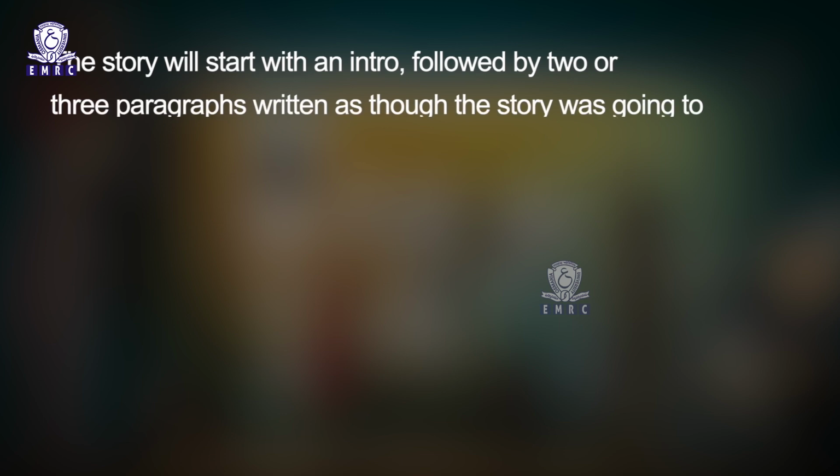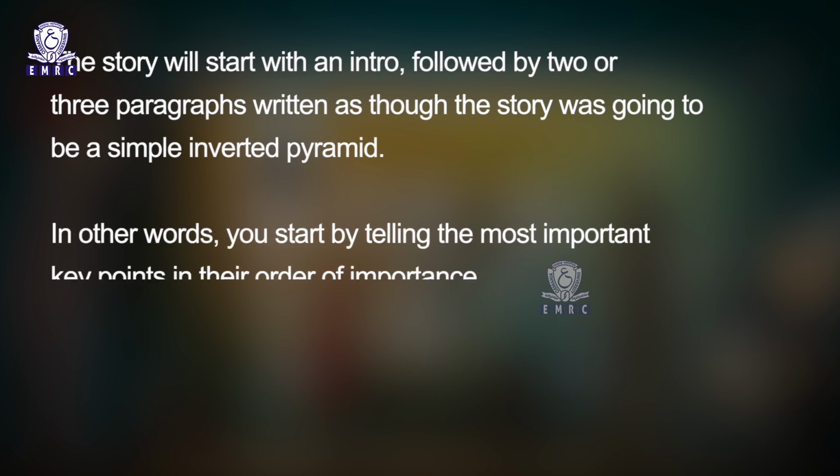The story will start with an intro followed by 2 or 3 paragraphs written as though the story was going to be a simple inverted pyramid. In other words, you start by telling the most important key points in their order of importance. After the few paragraphs, you will have introduced the most important part of the story.